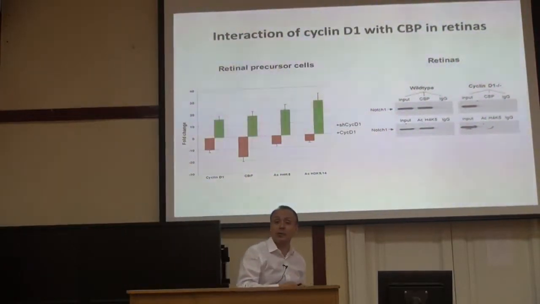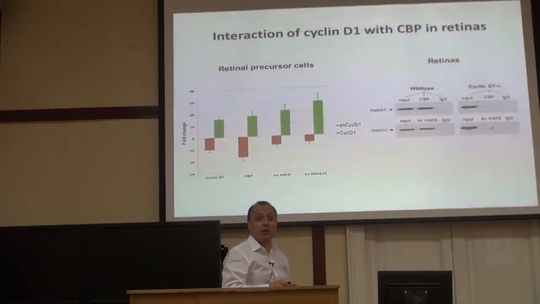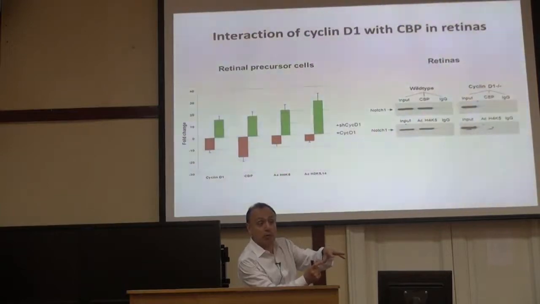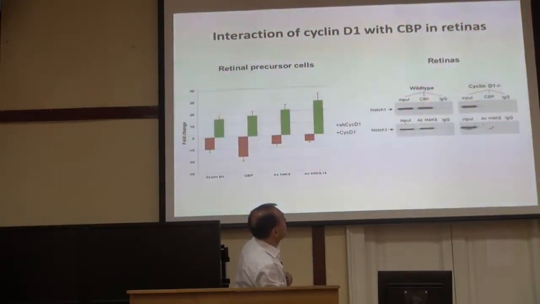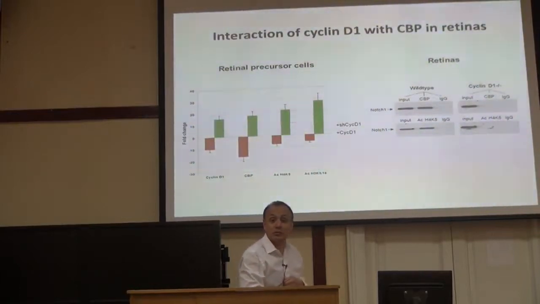I think this is the most important one. Here we are looking at the retinas of mice, where we are immunoprecipitating different proteins and PCRing the Notch promoter. So we are seeing who is sitting on the Notch promoter. In wild-type retinas, you have CBP sitting on the Notch promoter. In cyclin D1 knockout retinas, there is very little CBP sitting on the Notch promoter. In wild-type retinas, you have acetylation of those histones that are CBP dependent. In cyclin D1 knockout retinas, this acetylation is greatly reduced.